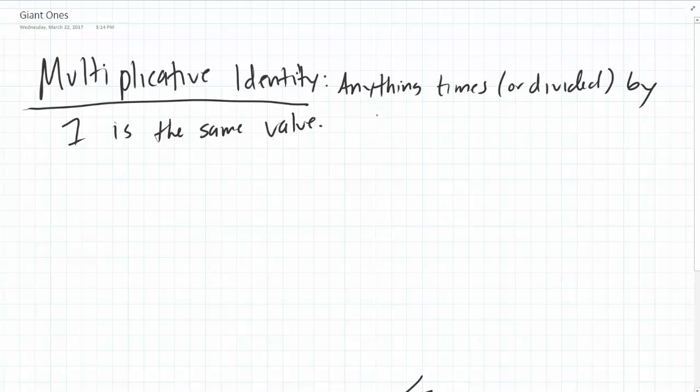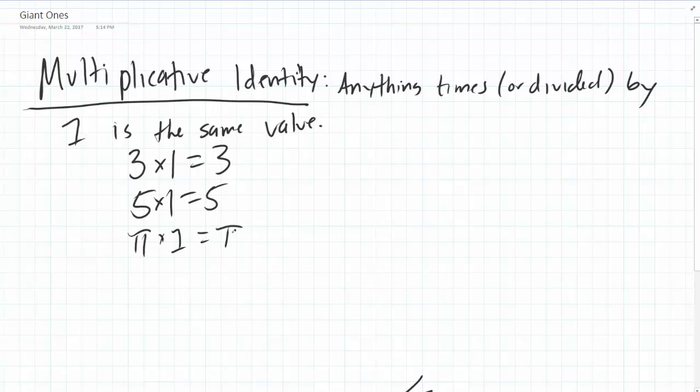Okay, so what does that mean? Well, let's think of this. 3 times 1 is 3. So that's the anything, times or divided by 1. We know that. 5 times 1 is 5. Even pi times 1 is pi. 1/2 times 1 is 1/2. Negative 3 times 1 is negative 3. Anything times 1 is itself. Okay, so that's what the giant one is. The giant one is the multiplicative identity.